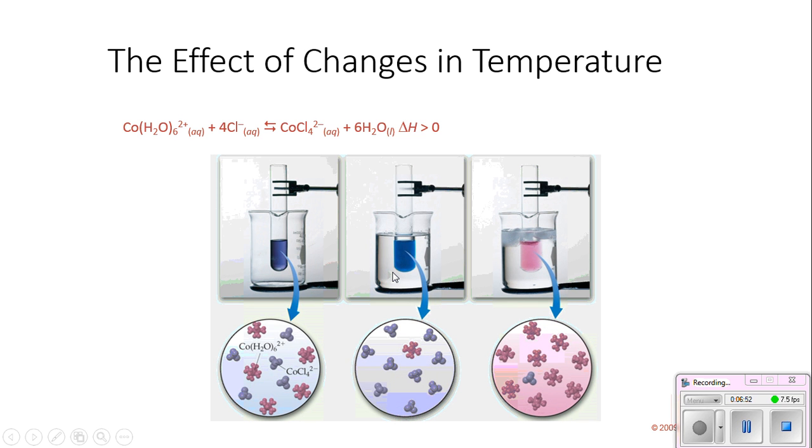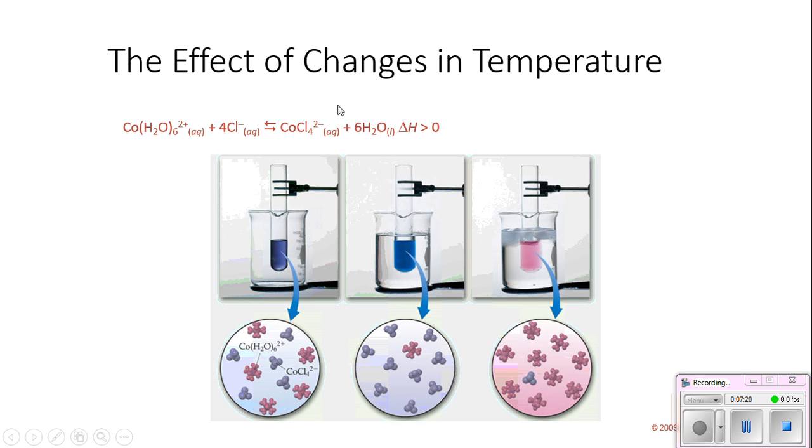The two complex ions that we're working with are Co(H2O)6, which is going to be your pink, and CoCl4, which is going to be your blue. This is what's formed during your equilibrium reaction. One way to change equilibrium is to add HCl, an acid, or water.